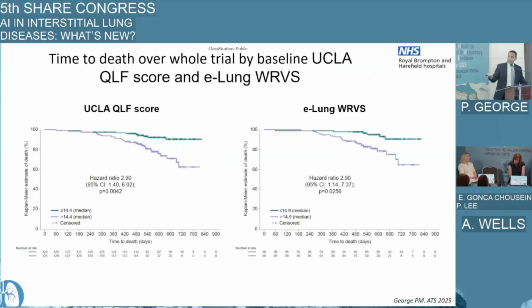And again, identical data using the QLF on the left or the WRVS on the right, both show a hazard ratio of 2.9 for death over the course of the whole trial. So this is out to 900 days. So you're seeing not just a short-term prediction of lung function decline, you're seeing a durable prediction of mortality out to 3 years.